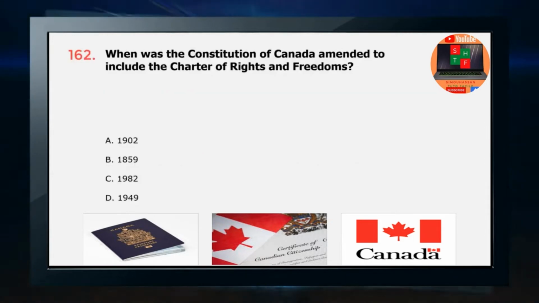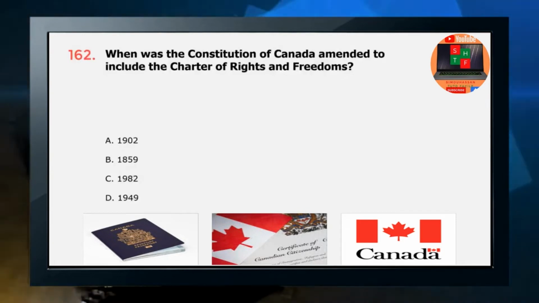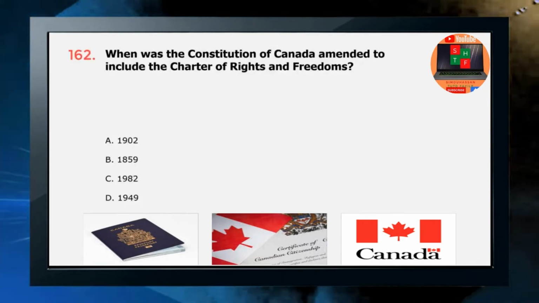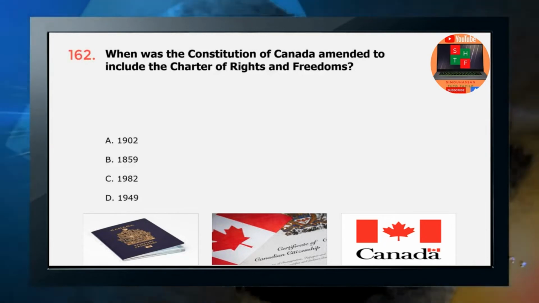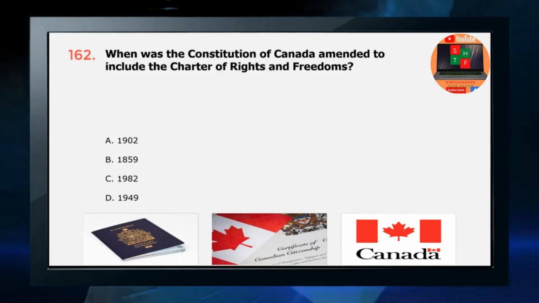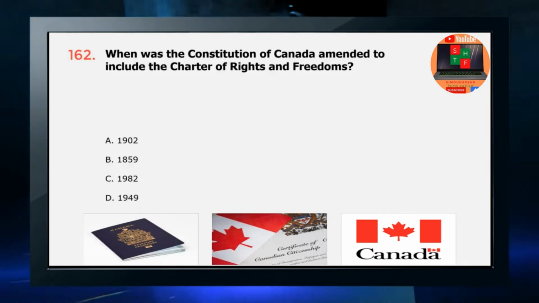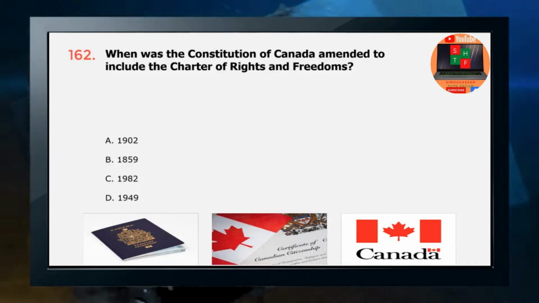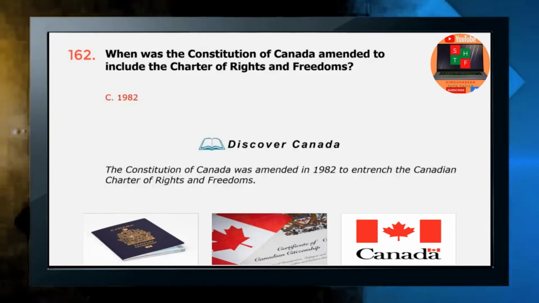Question 162. When was the Constitution of Canada amended to include the Charter of Rights and Freedoms? A. 1902. B. 1859. C. 1982. D. 1949. The answer is C. 1982.